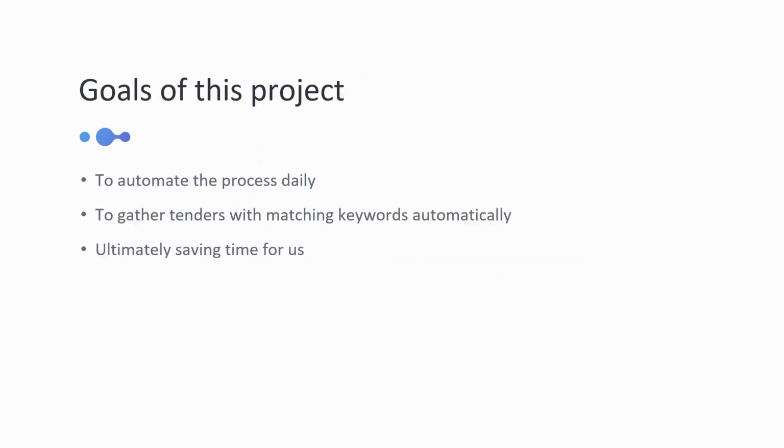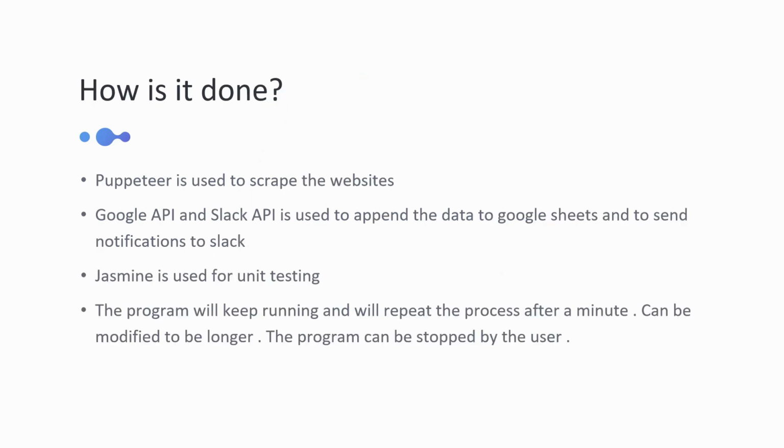Next, the goal of this project is to automate the process daily so that we won't have to do this every day and to also save a lot of time. This would benefit greatly in work efficiency as we can do other stuff with the time we spent going through the tender websites. Next, we will proceed to the next slide.